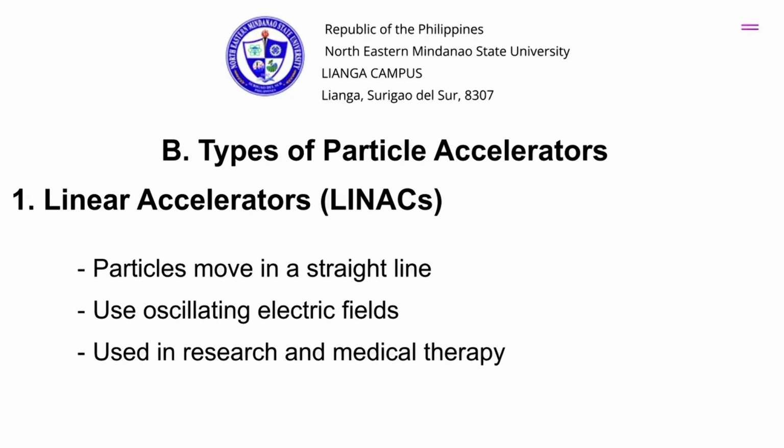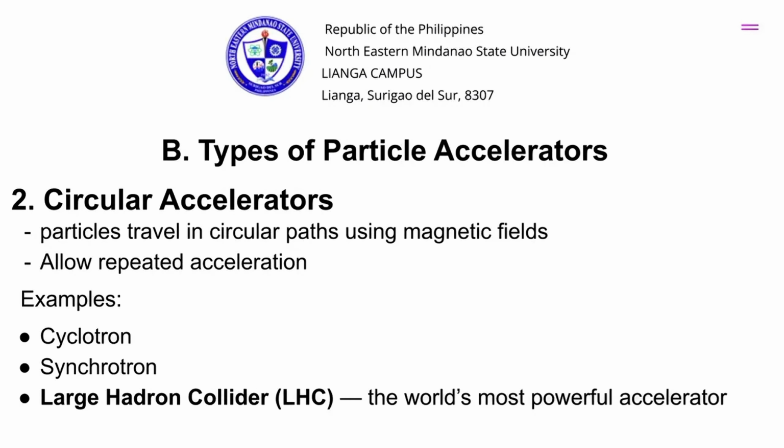Another topic is the types of particle accelerators. First is the linear accelerators, or LINACs. Linear accelerators move particles in a straight line using oscillating electric fields and are used in research and medical therapy. Number 2 is circular accelerators. These particles travel in a circular path using magnetic fields, allowing repeated acceleration. Examples are the cyclotron, the synchrotron, and the Large Hadron Collider, or LHC, the world's most powerful accelerator.